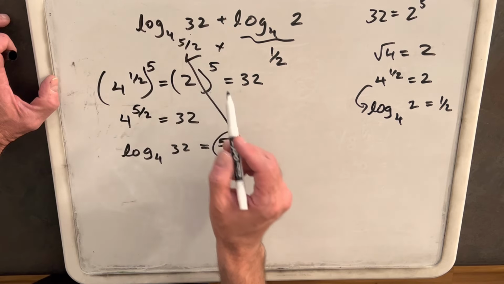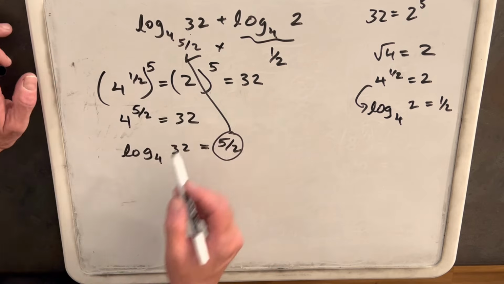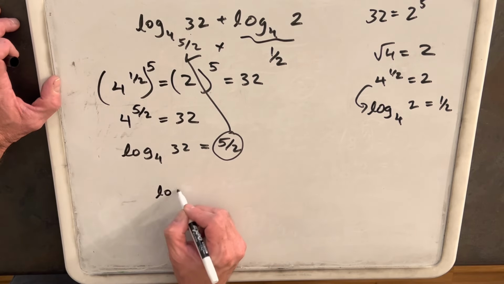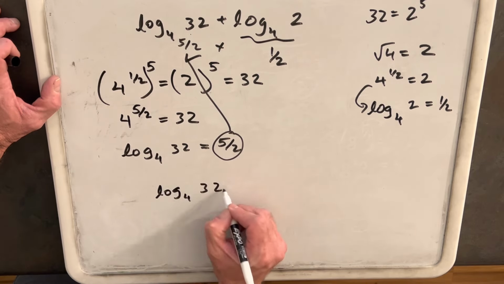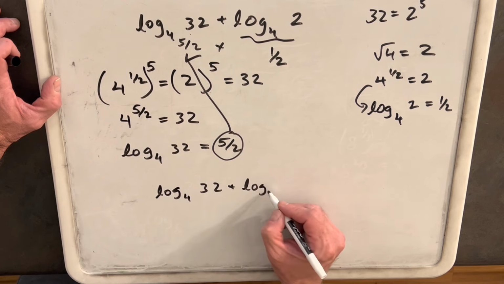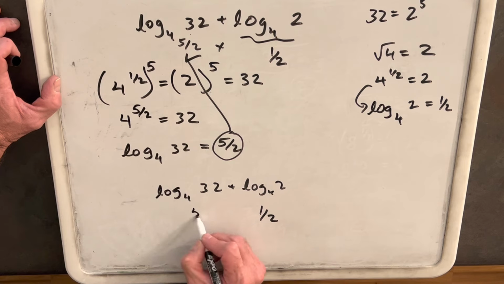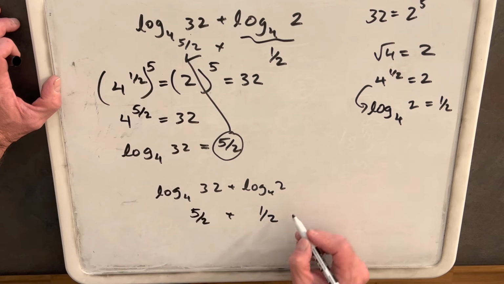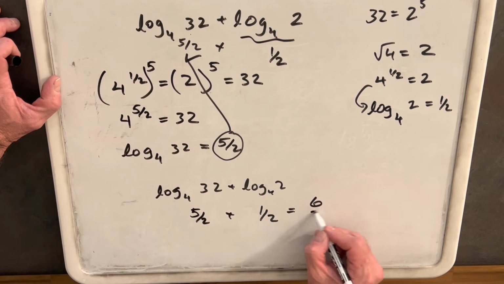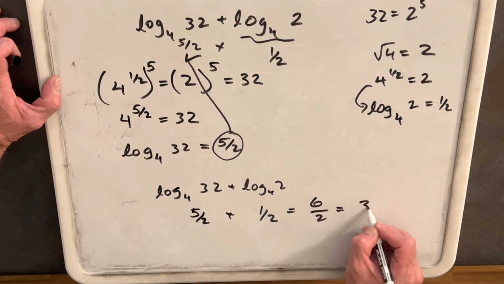So taking this and going back here, that's a little too messy, so let's rewrite this. We have log base 4 of 32 plus log base 4 of 2. This piece is equal to 1/2. This piece is equal to 5/2. Adding together, we have 6/2 equals 3.